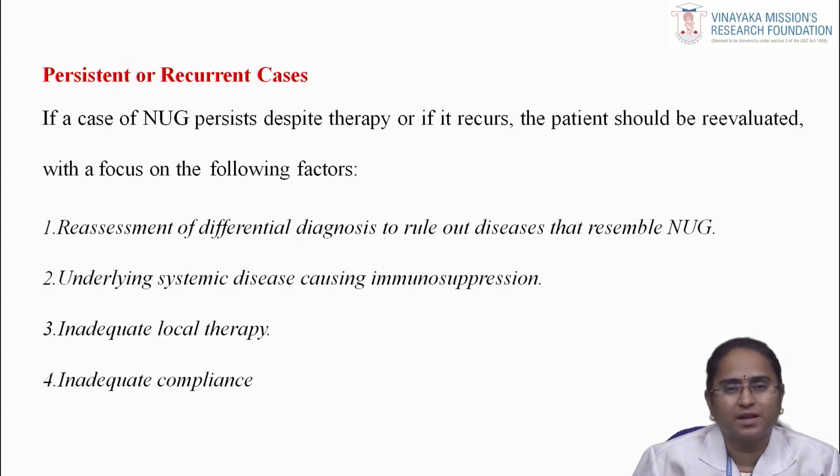So in case of persistent or recurrent cases, we have to focus on the reassessment of differential diagnosis to rule out NUG, underlying systemic factors causing immunosuppression should be treated, and in case of inadequate local therapy it should be corrected, as well as inadequate compliance.